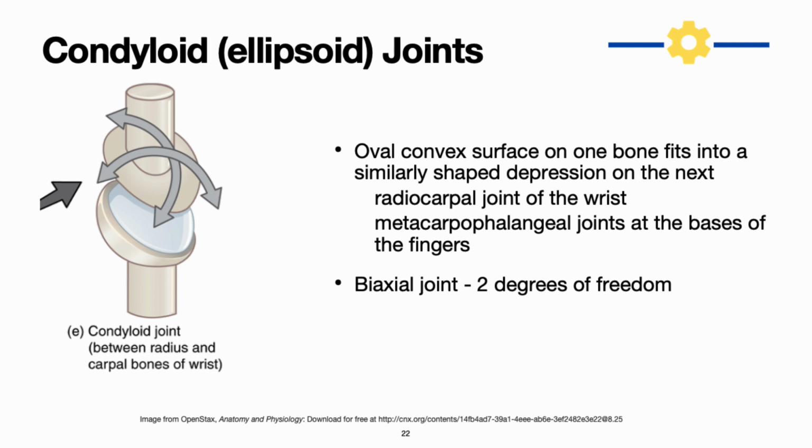The radiocarpal joint of the wrist is an example of this type of joint. And again, your wrist can move into flexion and extension, as well as abduction and adduction, which is often called ulnar and radial deviation. The metacarpophalangeal joints of the fingers, that's where the finger joins the hand, allow for flexion and extension, abduction, adduction as well.